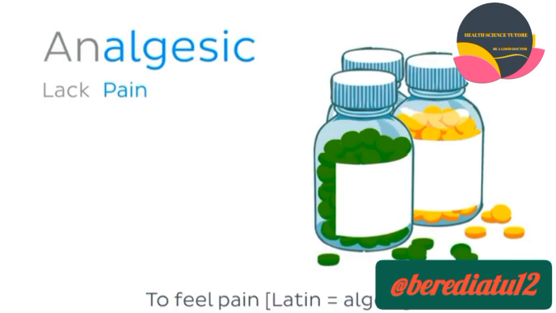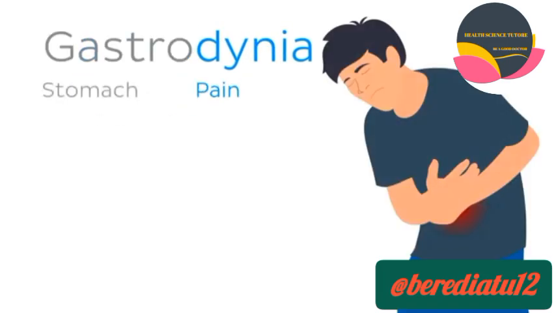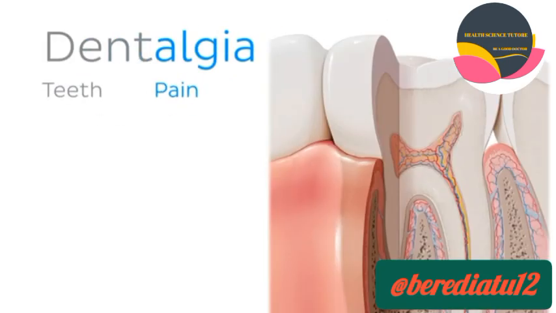Next up is analgesia, which you may already know if you have ever taken an analgesic when you were in pain. The suffixes dynia and algia are also often used in relation to pain. For instance, gastrodynia or dentalgia. Continuing on, let's take a look at the suffix osmia relating to the sense of smell.